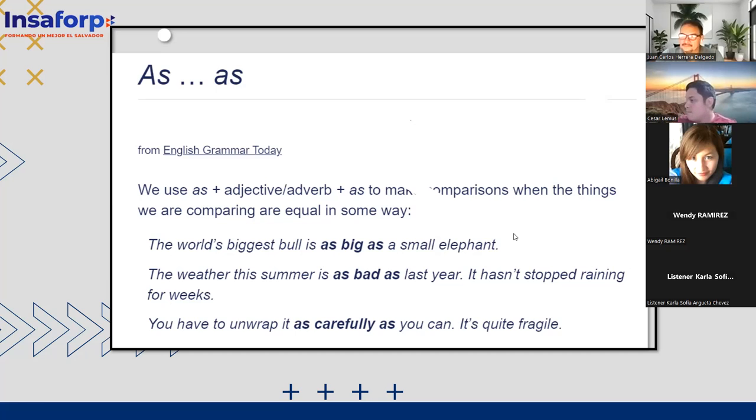Juan Carlos, can you read yours, please? The United States is as far as Peru. Exactly, very good. Meaning they are equally far from us. All right, yes. Next.